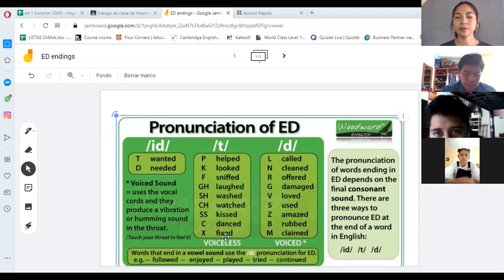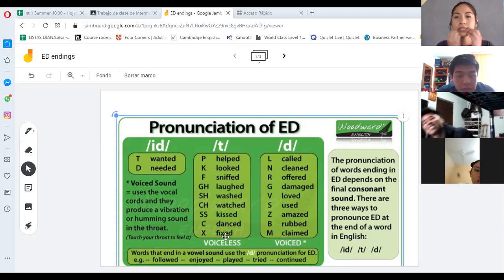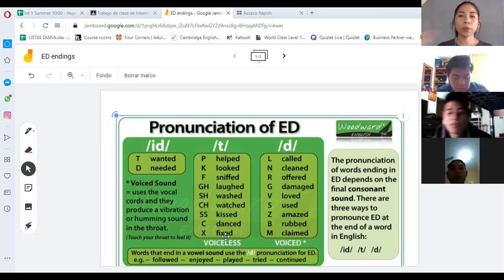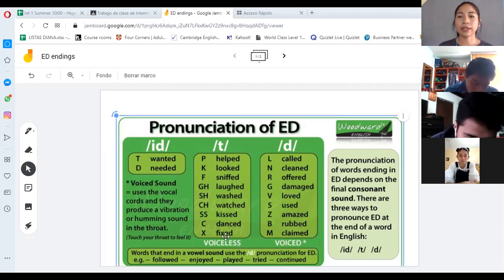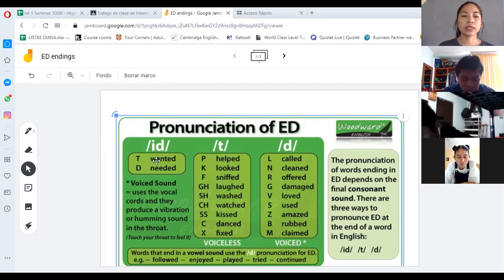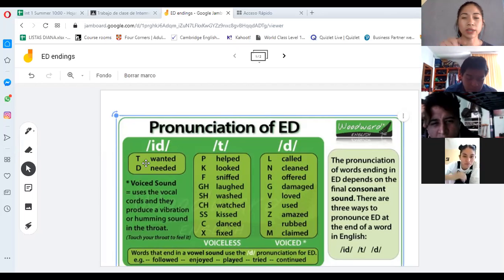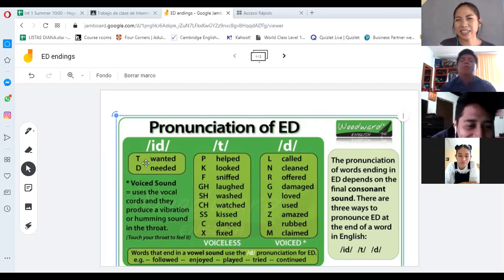Fixed. Good. So when there is a vibration, we pronounce it with D. When there is no vibration, we pronounce it with T. But if they finish with D and T, we cannot say once here on the first column. Pueden pronunciar doble T, once. All right? It's quite difficult.